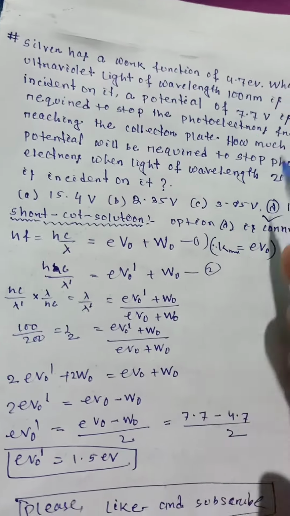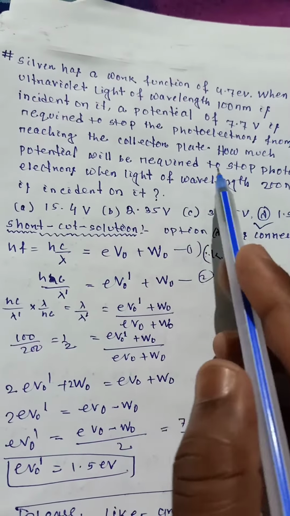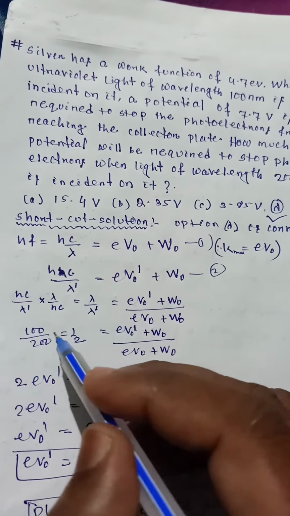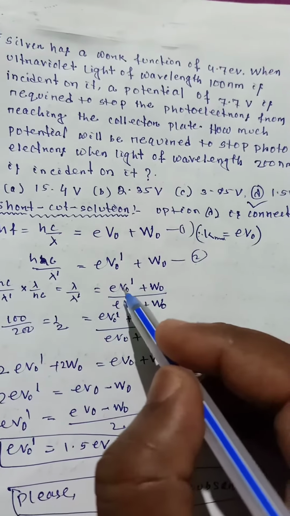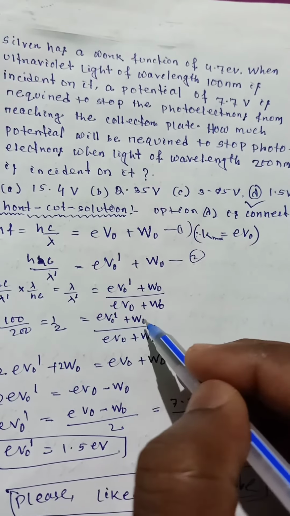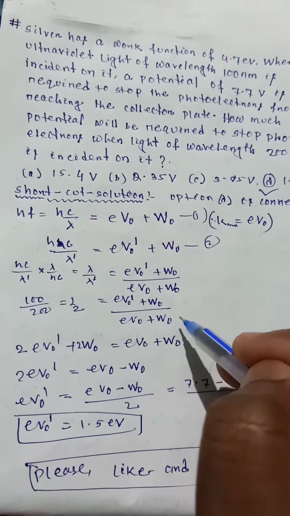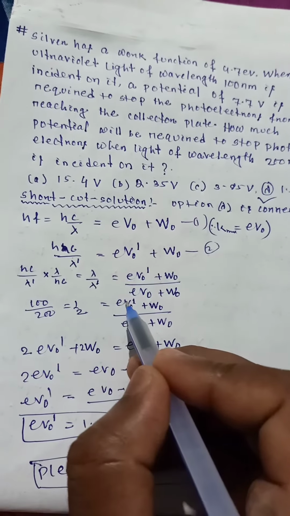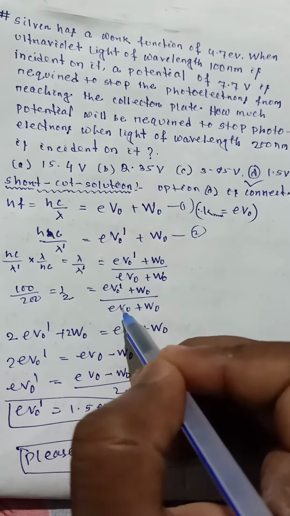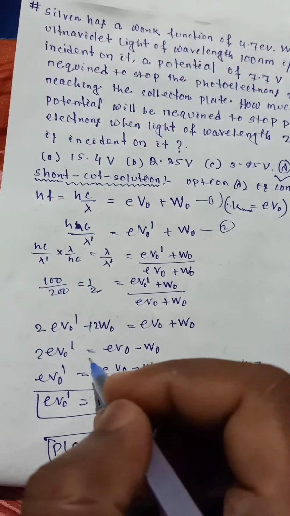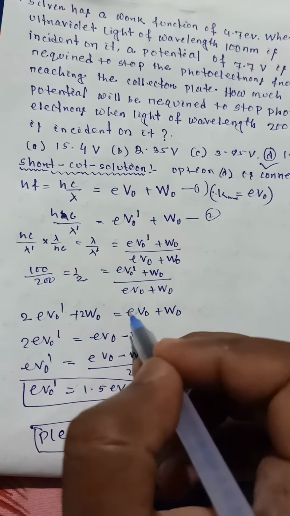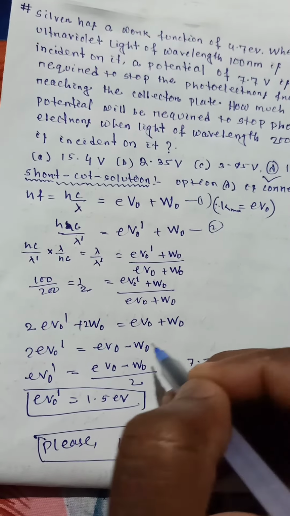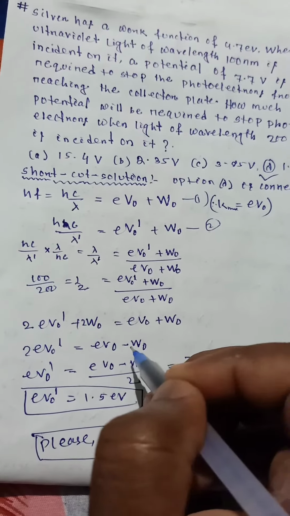In case the first wavelength is lambda equal to 100 nanometer, and the second wavelength is lambda equal to 200 nanometer, the ratio 100 by 200 gives 1 by 2. So eV prime plus W naught divided by eV naught plus W naught. Now cross multiply: 2 times eV prime plus 2 times W naught is equal to eV naught plus W naught. So 2eV prime is equal to eV naught plus W naught, and the 2 W naught changes to the other side, so minus 2 W naught. So it is plus W naught minus 2 W naught, which is equal to minus W naught.